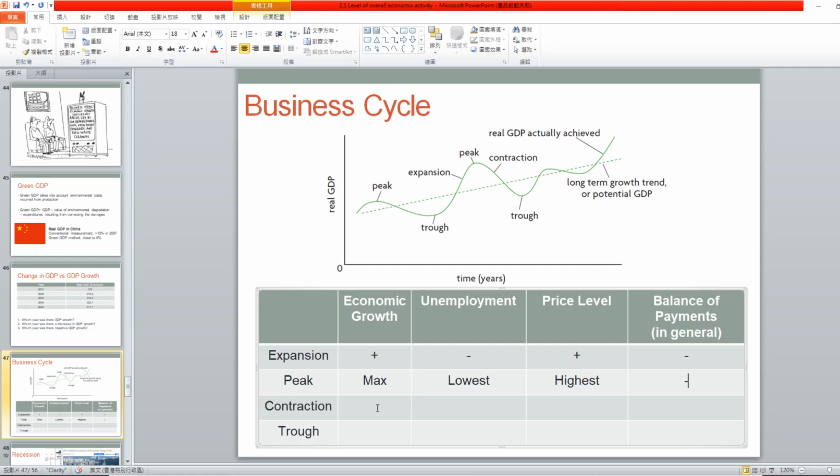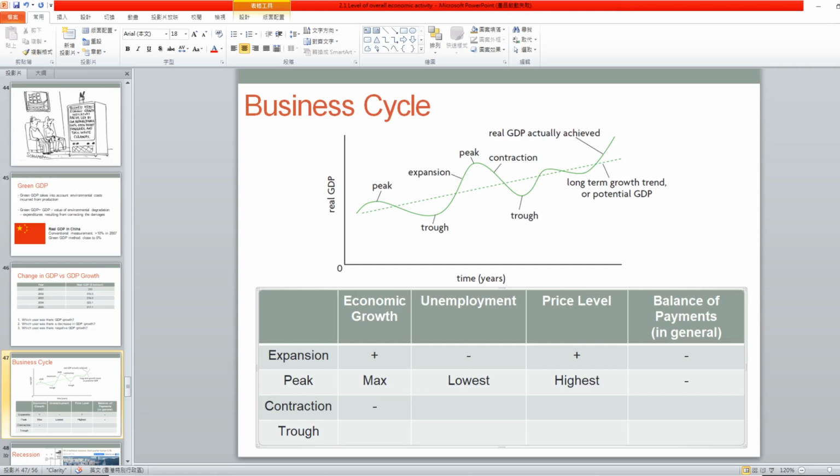Okay, right. So what about this? Very quickly, if that is the case of expansion and peak, then what will happen when it is experiencing contraction over here? So about economic growth, what will happen? Yeah, minus. Okay, so the same logic here.